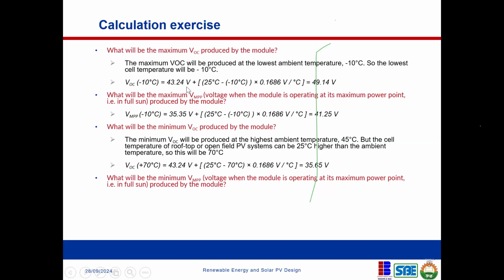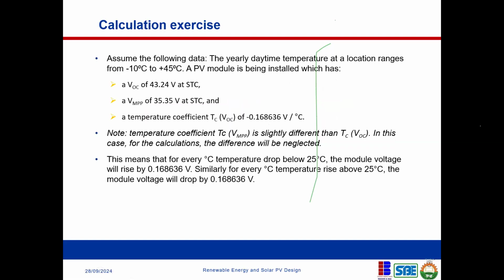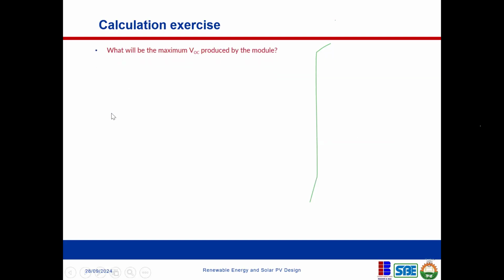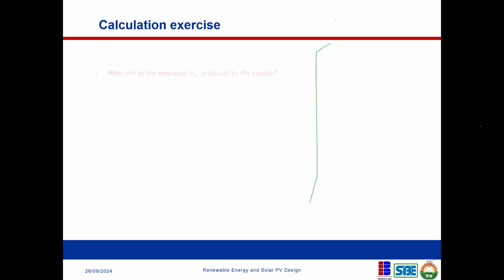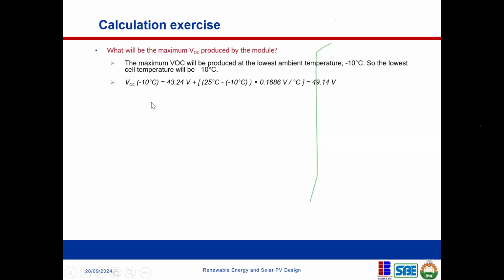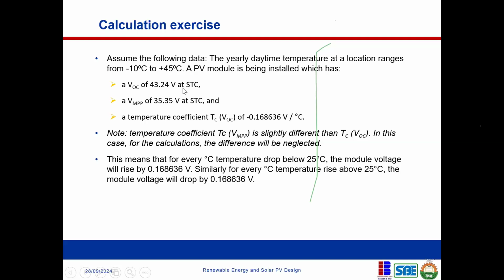What you actually see here is the solution to this question that we have shown. The values used in this calculation have been provided here. Assume the following data: a yearly daytime temperature at a location ranges from minus 10 to plus 45. A PV module is being installed, which has the following characteristics.